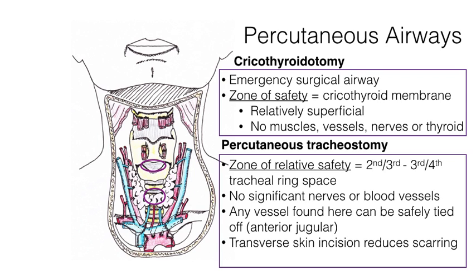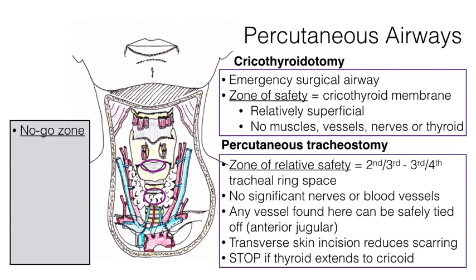Always remember to make a transverse skin incision to reduce scarring. And if, when you dissect, you come across a large thyroid gland extending above the second ring space and up towards the cricoid, it's best to stop and get the surgeons to come and perform a surgical tracheostomy.